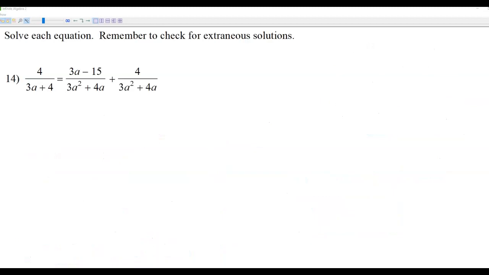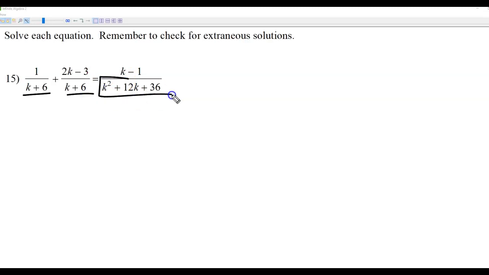Okay, one more problem. I think. No. No. No. One more problem. All right. So same thing. We want to start by factoring. So these do not factor, but this one does.